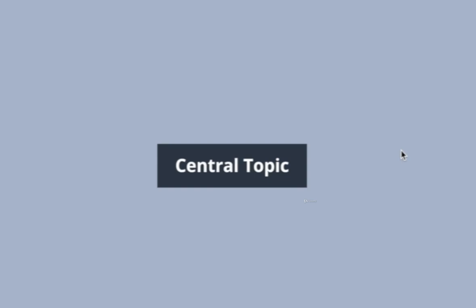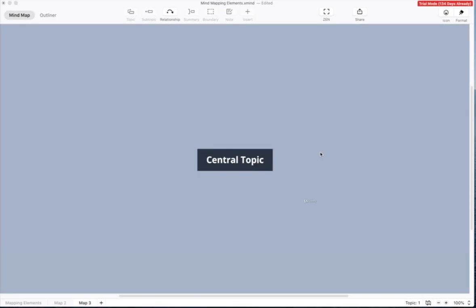Every mind map begins with the central topic. Think of this as the title of a book. The central topic describes what this particular map is all about. So here's our central topic, and in our case, we're going to be making a mind map that describes mapping elements. So there's our central topic.